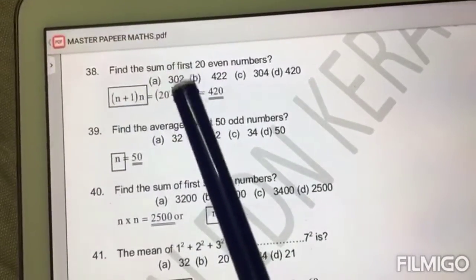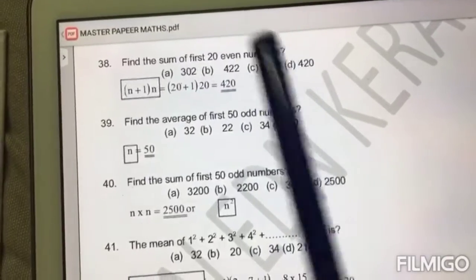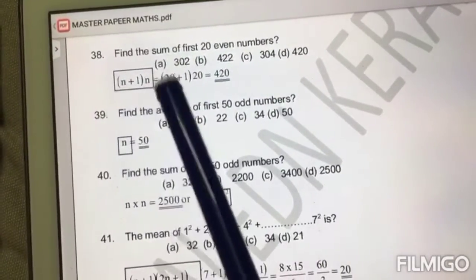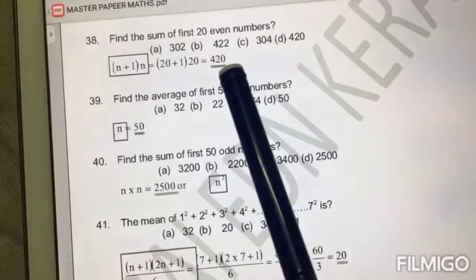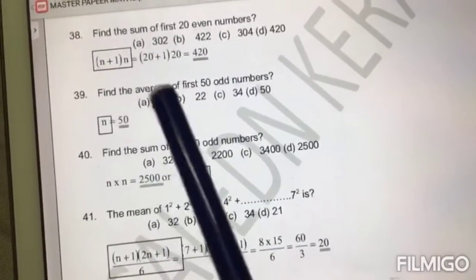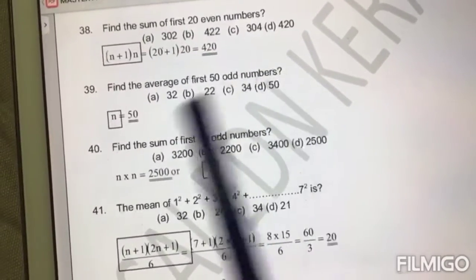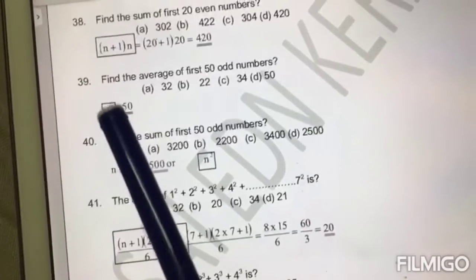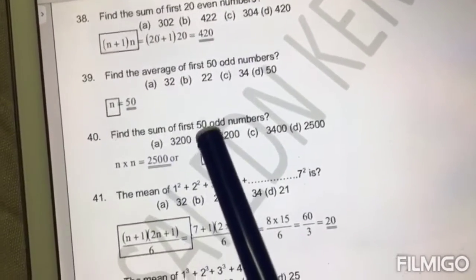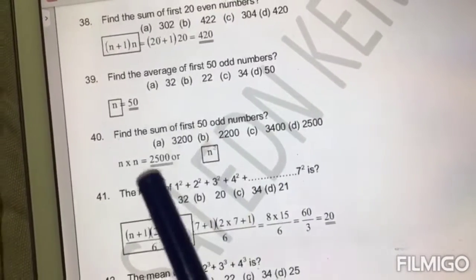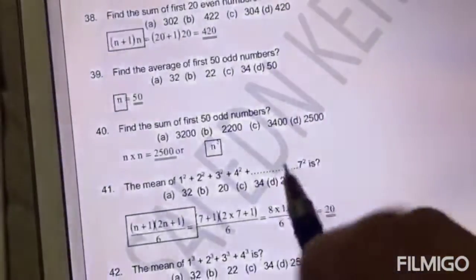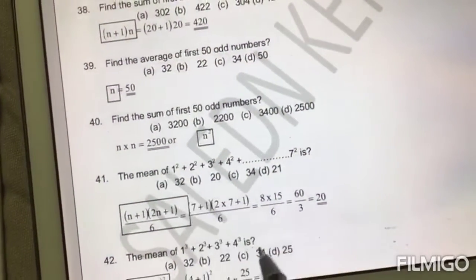Okay, number 38, find the sum of first 20 even numbers. It's n plus 1 into n. N is 20. Fill in the formula, you get the answer of 420. Find the average of first 50 odd numbers. Here the formula is simply n. So the answer is 50. Find the sum of first 50 odd numbers. The sum is basically n into n, which is n square, or 50 into 50 is 2,500.